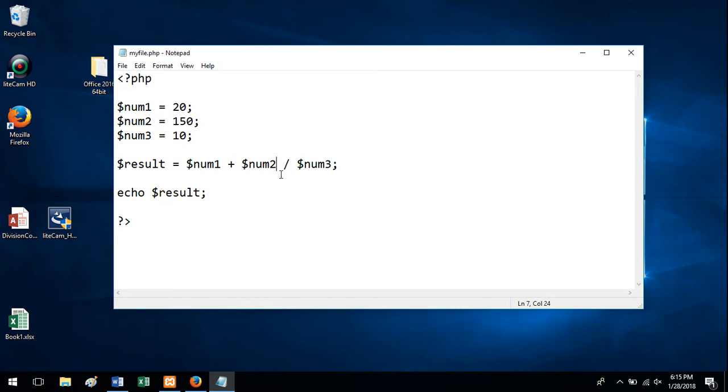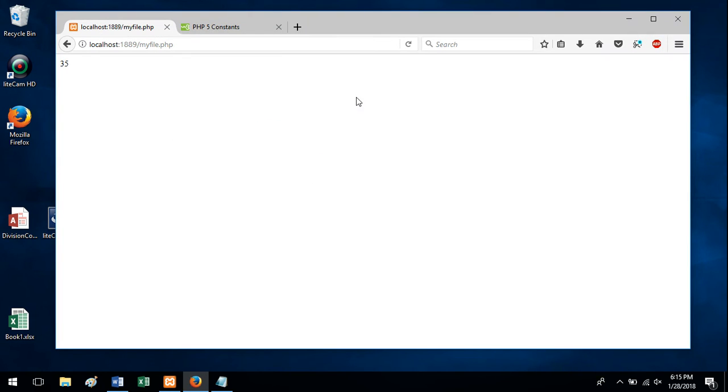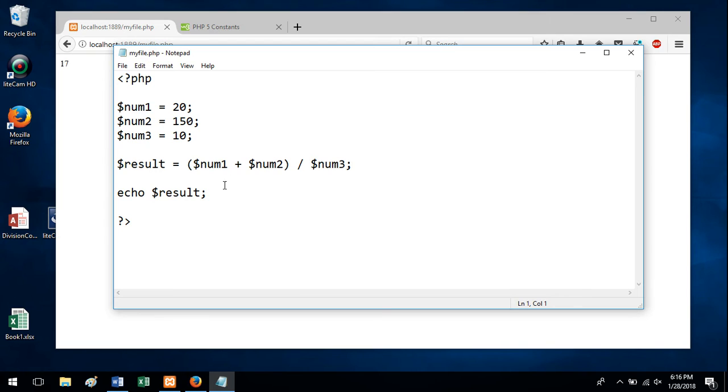So to force it to add these two numbers first, you can just use parentheses in conjunction with the multiplication, division, add, subtract. I want to show you one other thing about this. So now it's giving us the 17 that if we plug this into a calculator, we'd probably expect. But if you're doing math, if you want, you can just do it right in the echo statement. I'll show you what I mean.